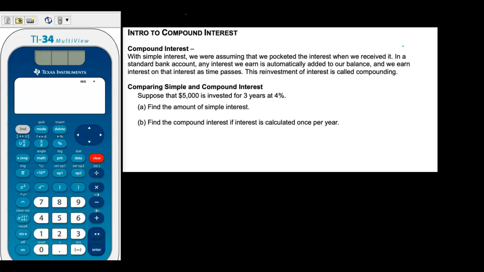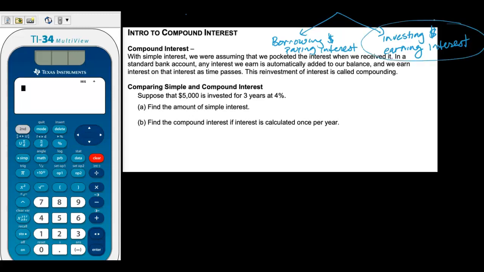And so with interest, really there's two different types of scenarios that could be going on. You could either be borrowing money, and in that case, you're paying interest, or you could be investing money, like putting it in a bank account or another type of investment, and in that case you're earning interest. For the sake of explanation, to make it simple, let's assume we're talking about this scenario, and the calculations are the same regardless of which scenario it is. So let's say you're investing money, and so in this case you're earning interest. And so let's compare and contrast the two.